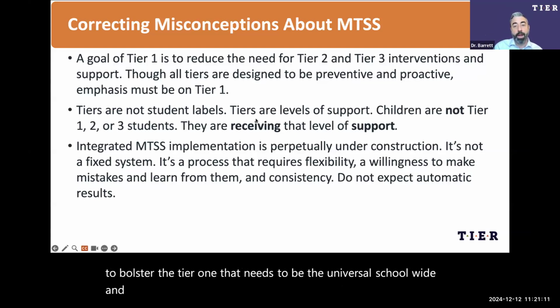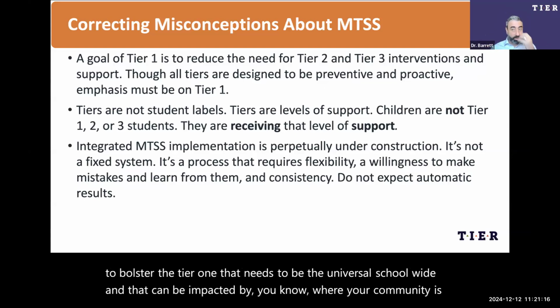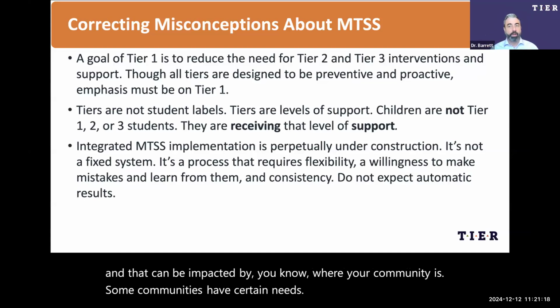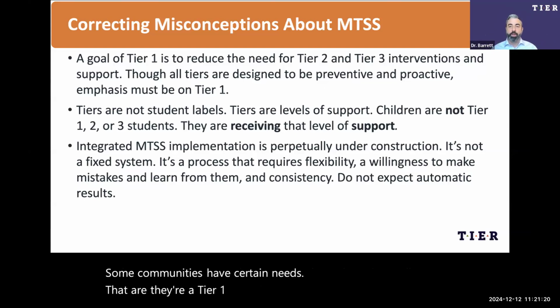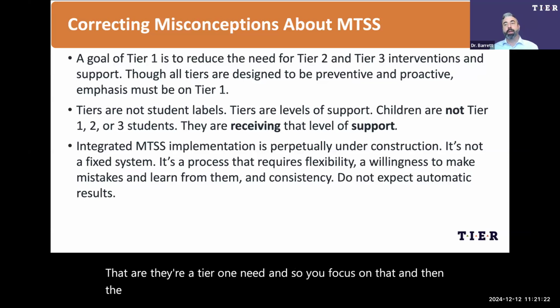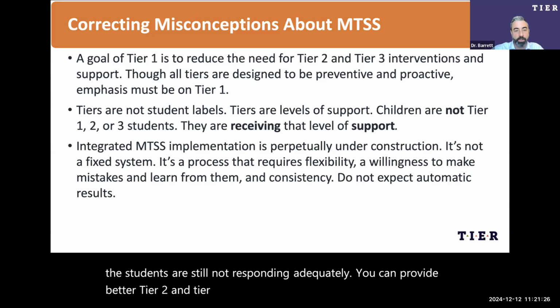And that can be impacted by where your community is. Some communities have certain needs, they're a Tier 1 need. And so you focus on that, and then if the students are still not responding adequately, you can provide better Tier 2 and Tier 3 interventions.